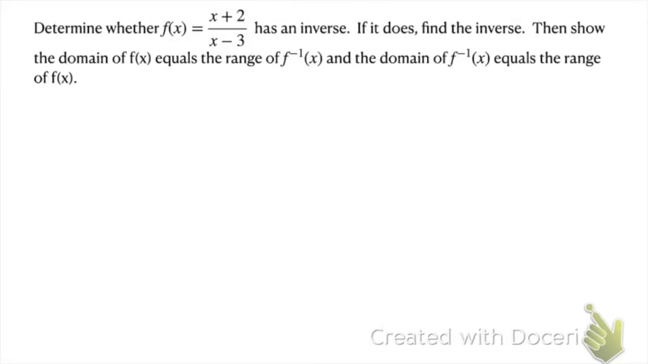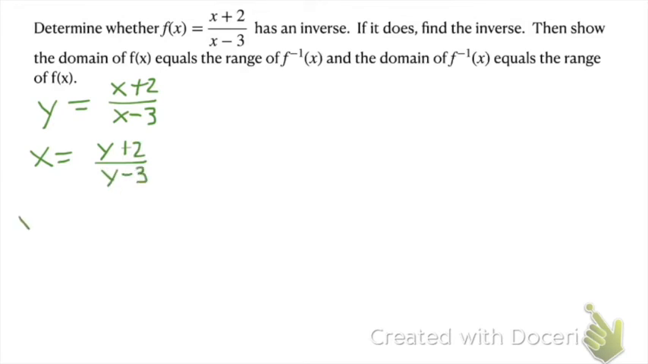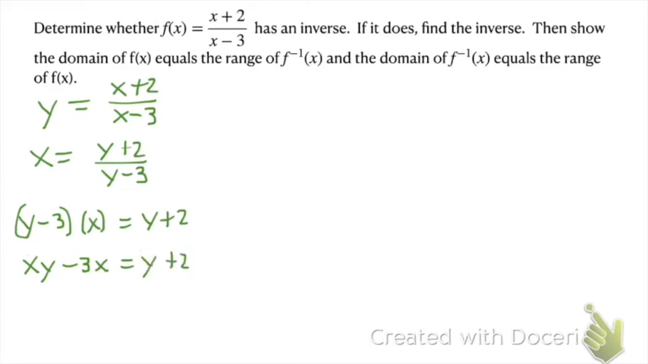So again, we do y equals (x plus 2) over (x minus 3). Interchange your variables. You get x equals (y plus 2) over (y minus 3). Do some algebra. Multiply both sides by y minus 3. Y minus 3 times x equals y plus 2. Distribute. Xy minus 3x equals y plus 2. Get the y's on one side, x's on the other. So we're going to subtract y, we're going to add 3x to both sides.